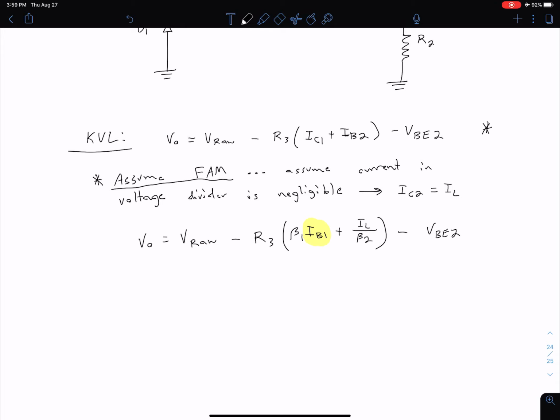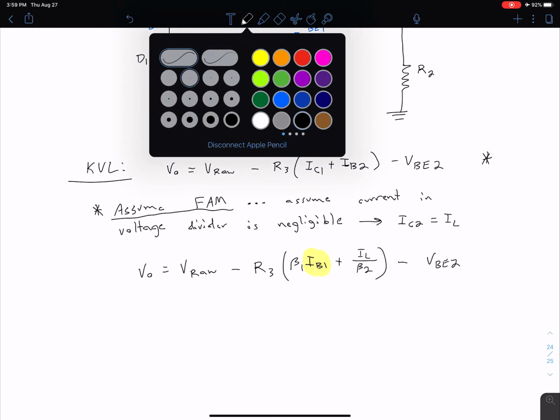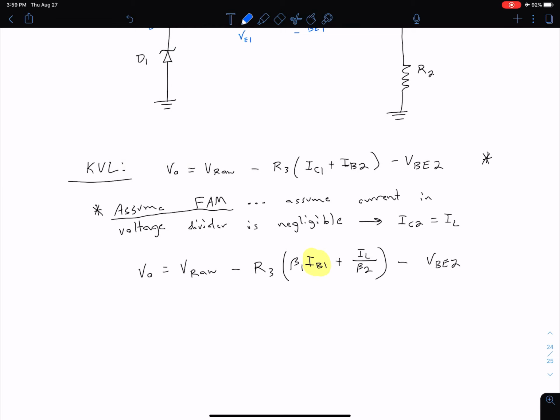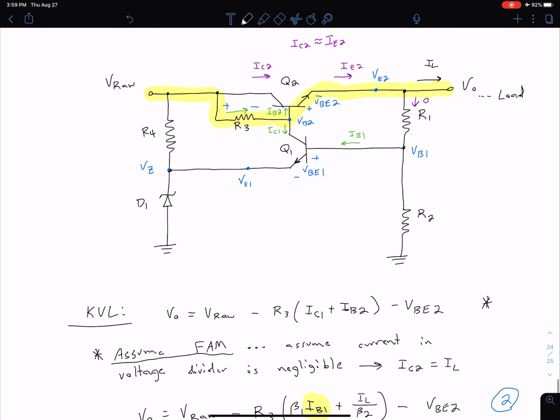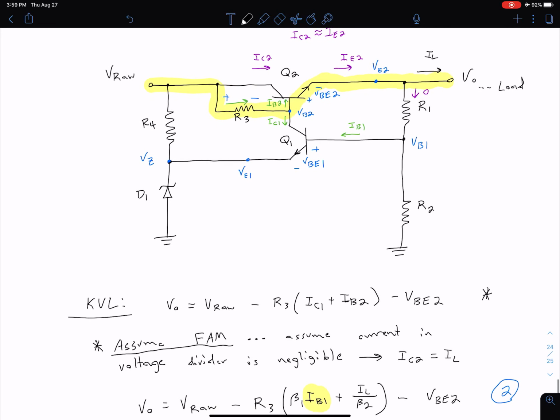Okay, so just to be consistent with the notes, I've done this out of order in terms of the notes, but let's be consistent and call this equation 2. So now we want to get an equation for IB1 in terms of these other things. Coming back up here at the circuit, we can ask ourselves, how are we going to do that?